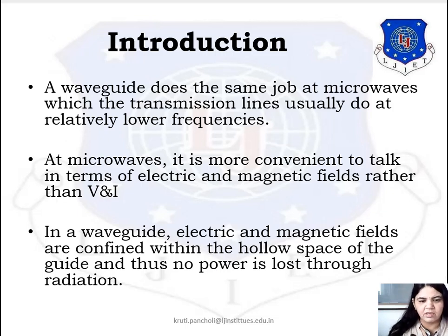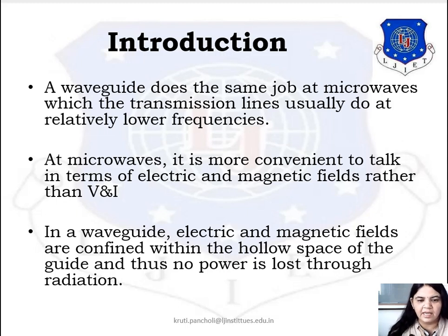So there are three modes of propagation. That are the transverse electromagnetic wave, which we can refer to as the TEM wave. Another is the transverse electric wave, the TE wave. And the transverse magnetic wave, that is the TM wave. What is a TEM mode of propagation?